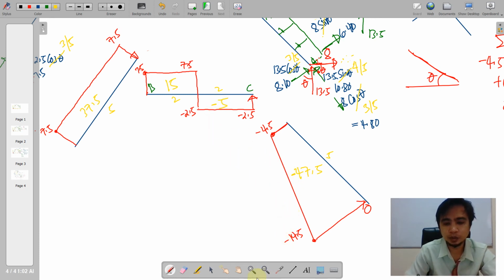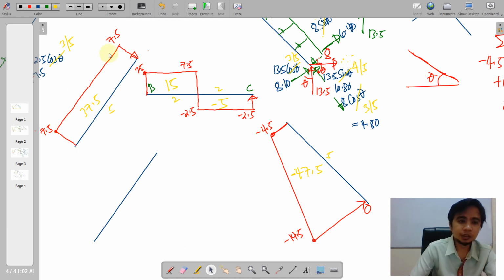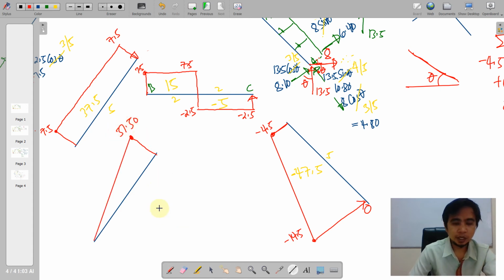Okay, so we now establish the moment diagram, starting again with AB. Here is our AB now. So this is a positive area that is equivalent to 37.5 up to this point. So this is a positive area. So we will have a positive 37.5 here. And the connector will just be a straight line.